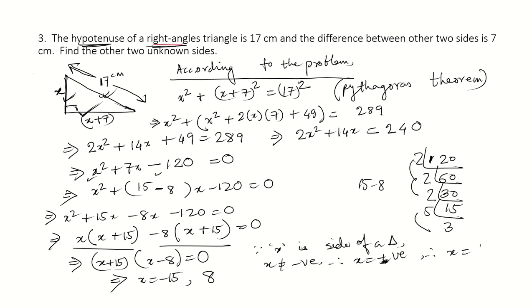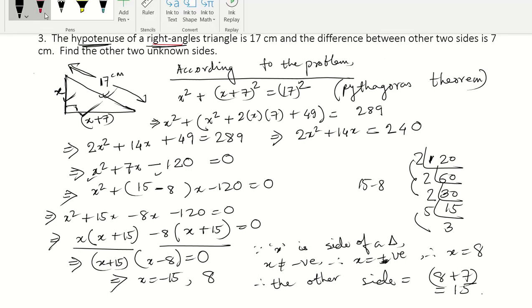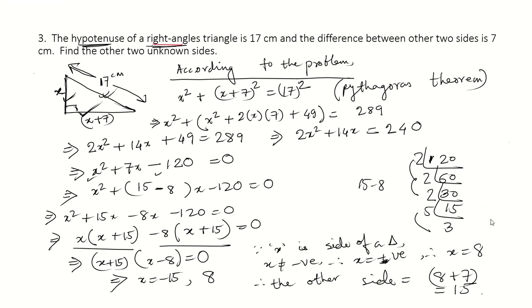Therefore x equals 8. Okay, so if x is 8, what will be the other side? It's 8 plus 7 equals 15. So as we see here, one side is x equals 8, the other side is x equals 15.